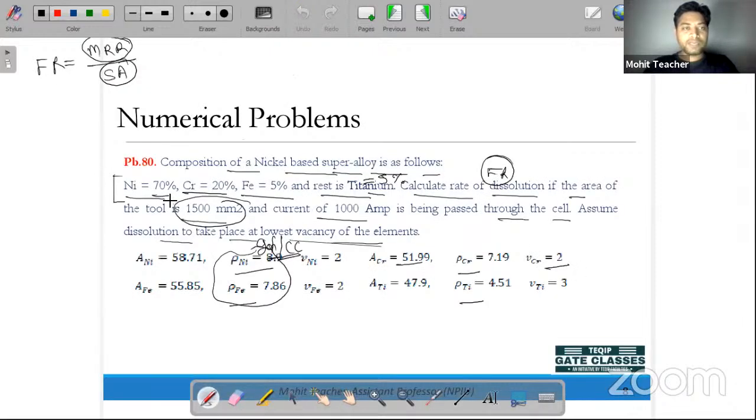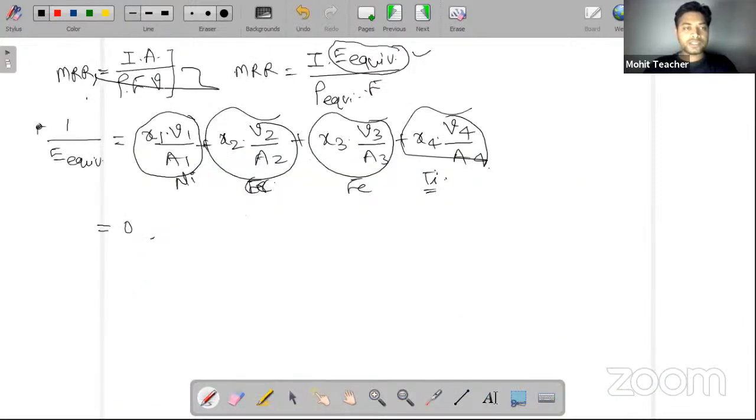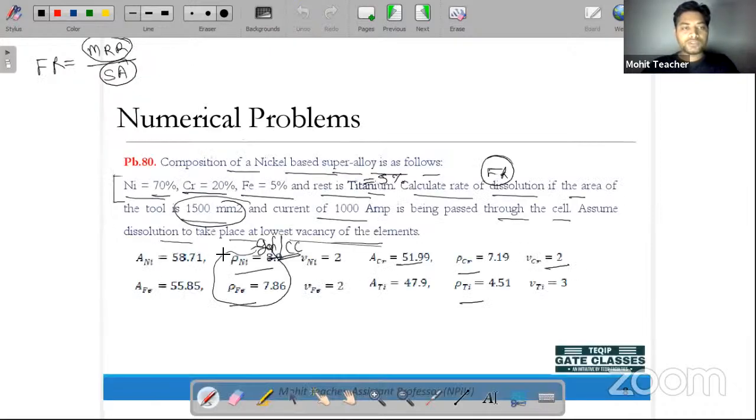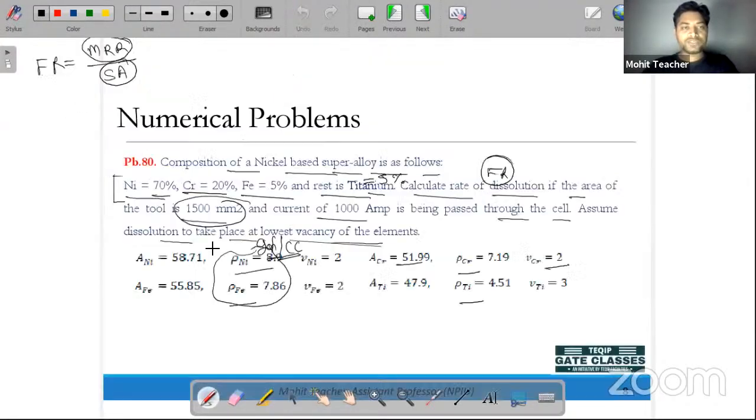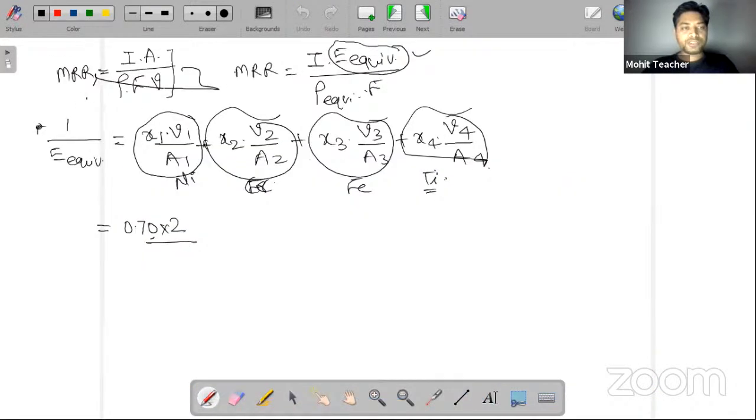That is 70%. So just put the value, I am writing in decimal values. So this will be 0.70 into v1. v1 is how much? That is 2 upon a1, where a1 is 58.71.